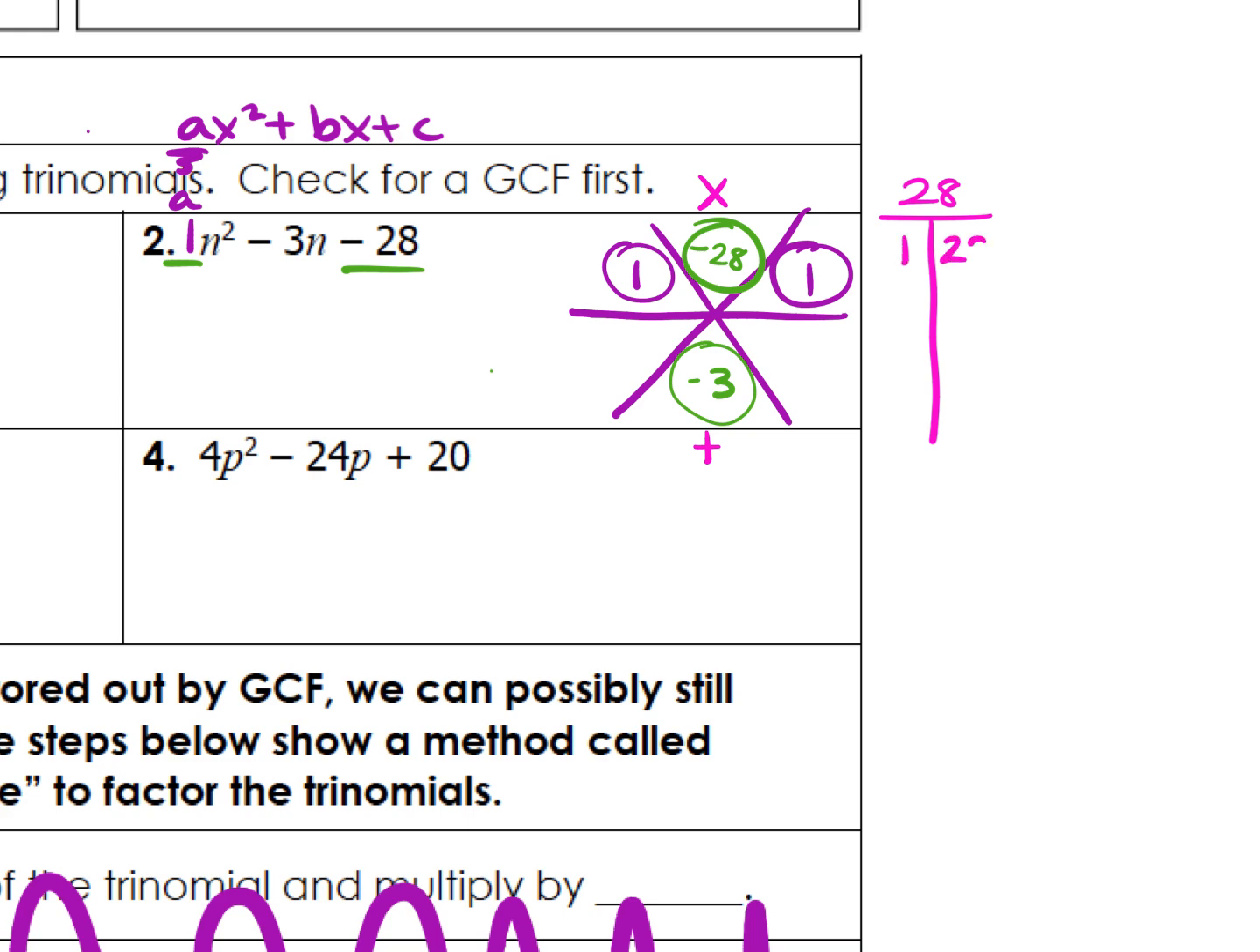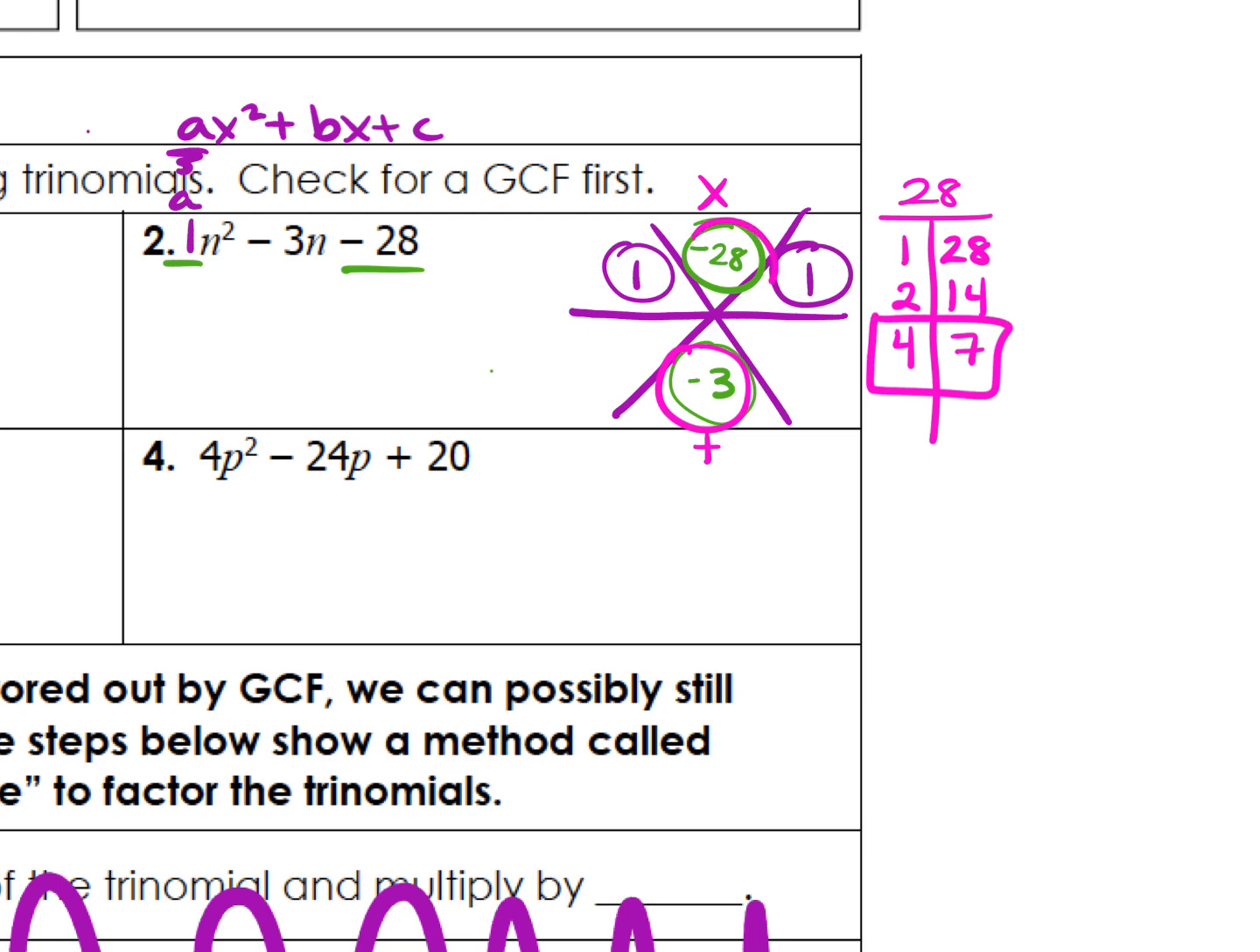28 divided by 1 is 28. 28 divided by 2 is 14. 3 doesn't work. 28 divided by 4 is 7. 5 doesn't work. 6 doesn't work. And now we're back to 7. Of these, which one can get you to a negative 3? 4 and 7. It's going to be the 4 and 7. Those are 3 units apart, right? We just got to figure out how.